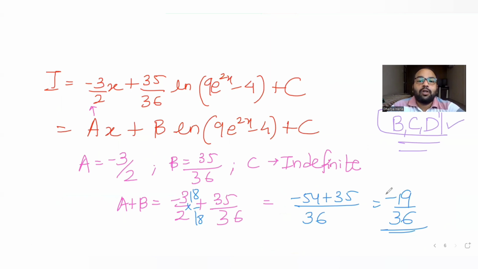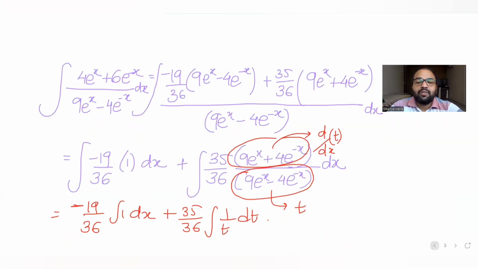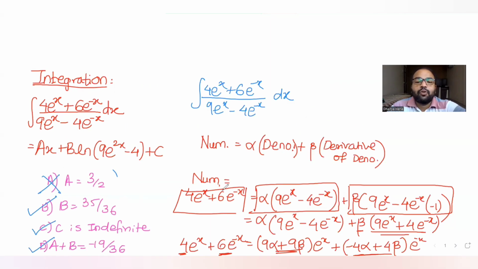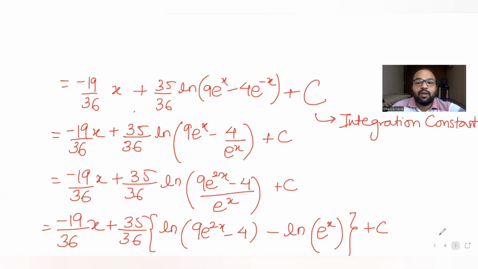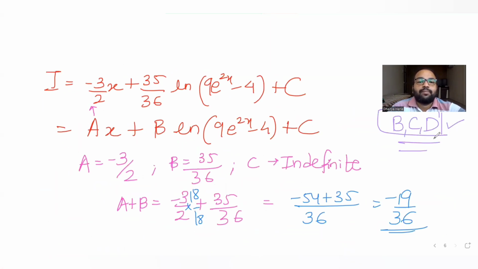I hope you have understood how to solve this type of question, right? Whenever such questions of integration are present, the first step you should do is try to convert the numerator as some value or some variable times the denominator plus another variable times the derivative of the denominator. Then you can easily solve this question and complete it. And once we solve this, we got that three options are correct here. So there are three answers for this question, that is B, C, and D.